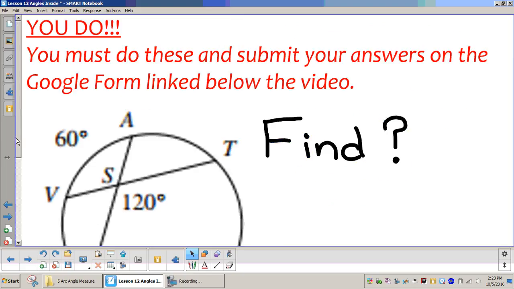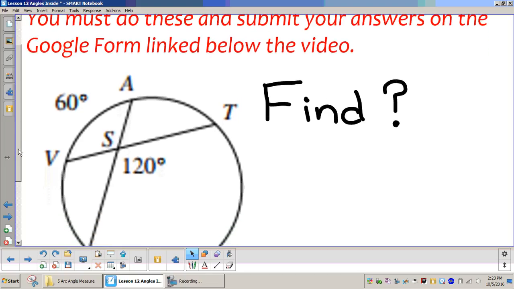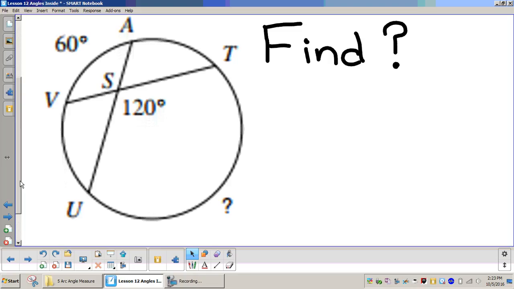So I just want you to try this one problem. I want you to find the measure of question mark, the value of question mark in this picture right here.